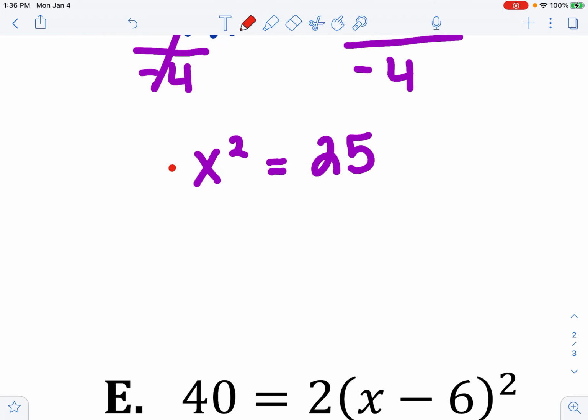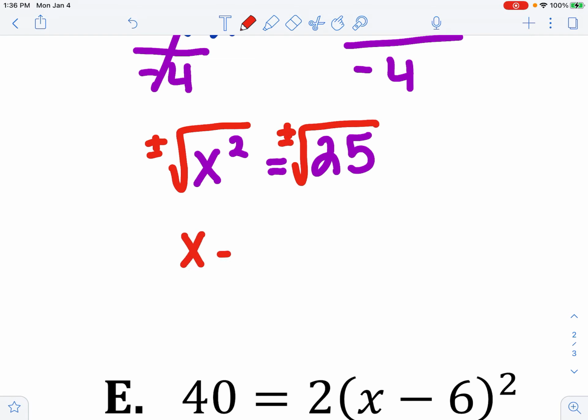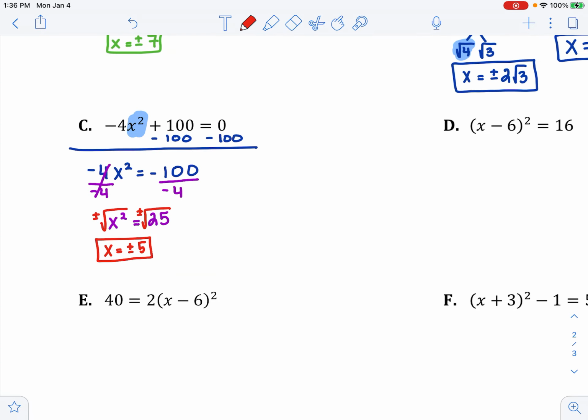Now I can square root to solve. So square root to solve, don't forget your plus or minus. I have x equals plus or minus. And do I know the square root of 25? Yes, I do. The square root of 25 is 5. So I have positive 5 and negative 5 as my 2 answers.